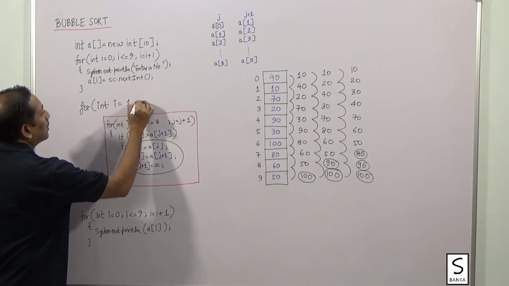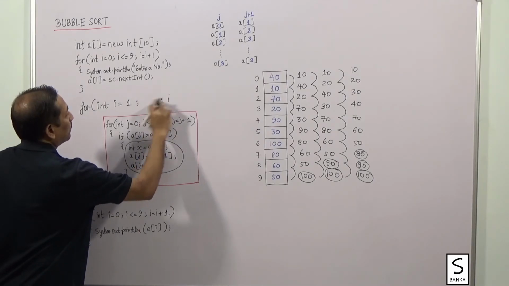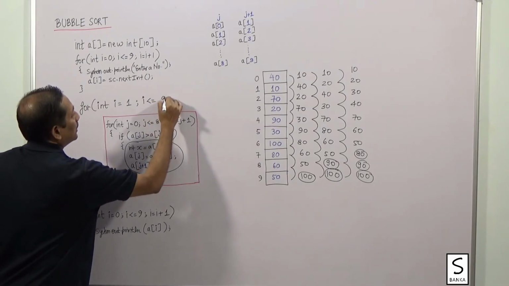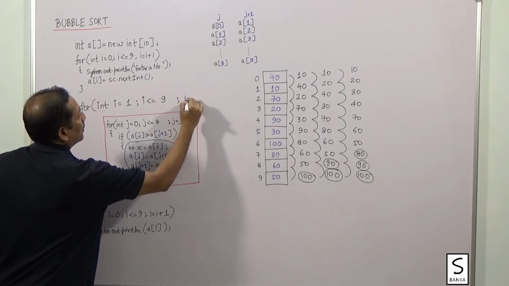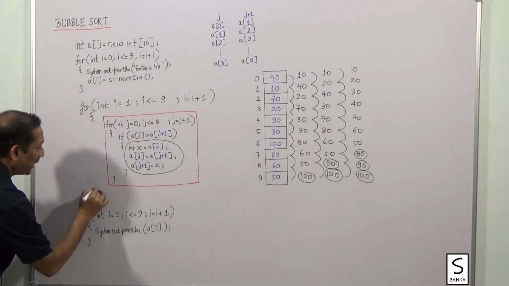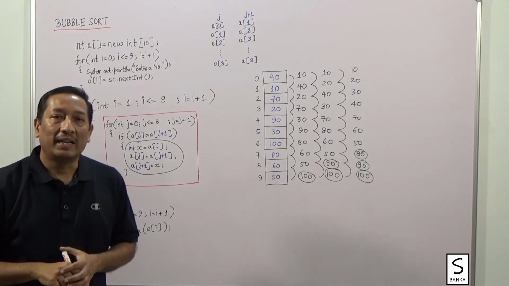for 9 times. Simply repeat this process for 9 times. That's all. And if I repeat the entire process 9 times, my array will be sorted in ascending order.